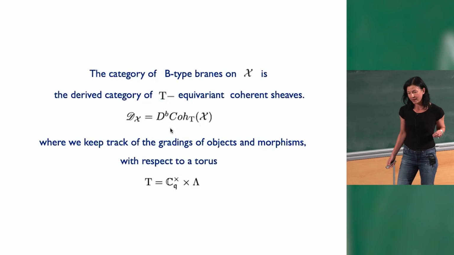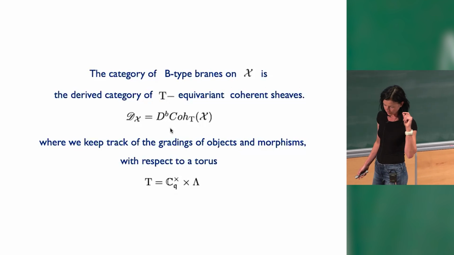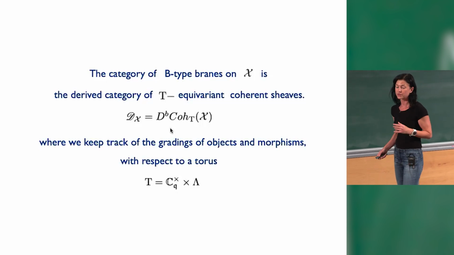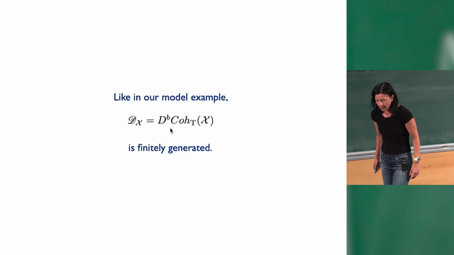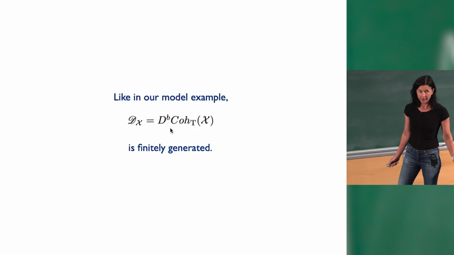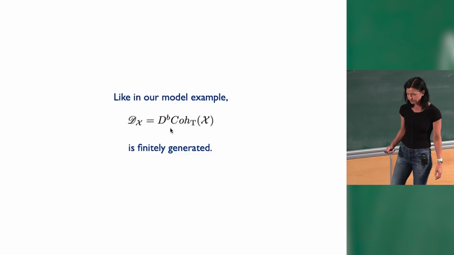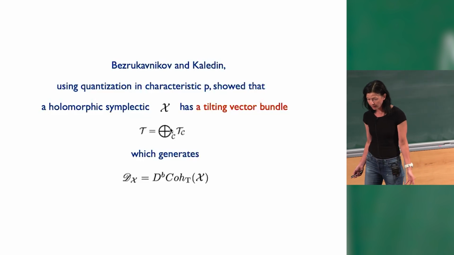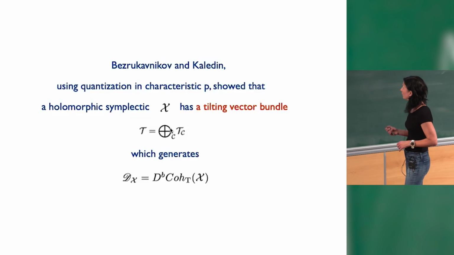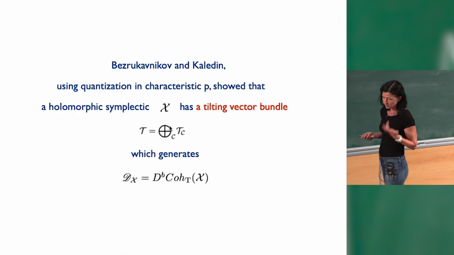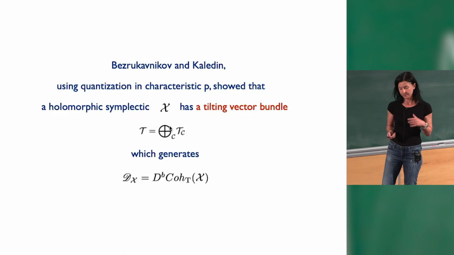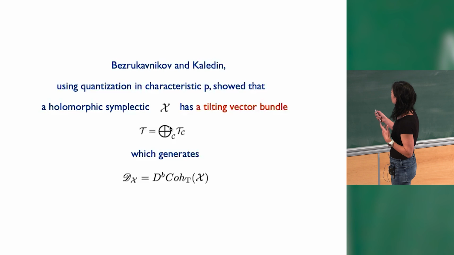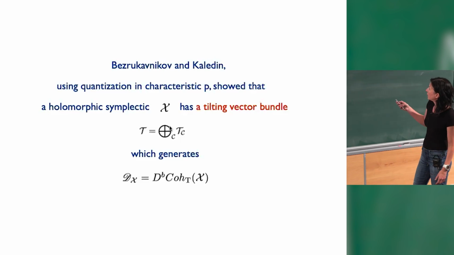What I'll mean by the equivariant category of coherent sheaves is we'll keep track of gradings of all objects and morphisms with respect to this equivariant torus. Now, like in our model example, this category turns out to be finitely generated. Bezrukavnikov and Kaledin, using quantization in characteristic p, show that for holomorphic symplectic X that includes these in our family, they have what's a tilting vector bundle, which is a direct sum of finitely many things, which generates the category.